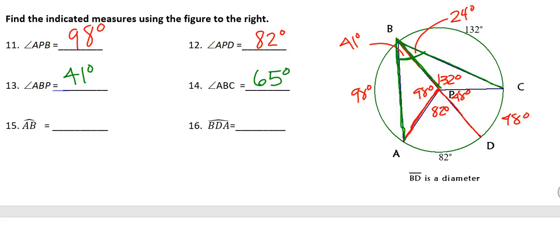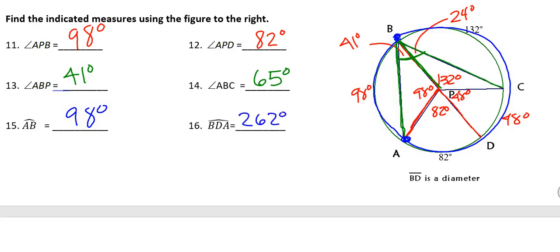Then we've got arc AB. So let's see if we can do this in blue. Arc AB right here. That is 98 degrees. Then we've got arc BDA. So again, we start with B, go to D, and around to A. So we started here and we ended there. So we're going to add 132 to 48 to 82, or 180 plus 82, either way. So that's going to be 262 degrees.